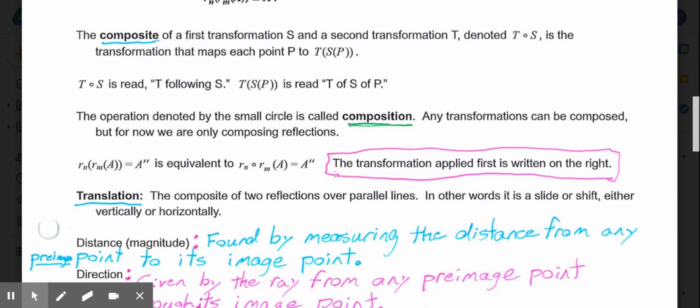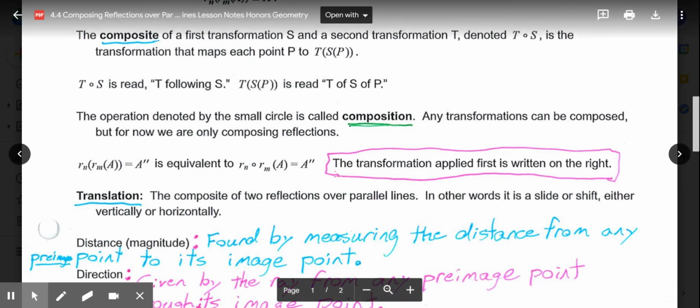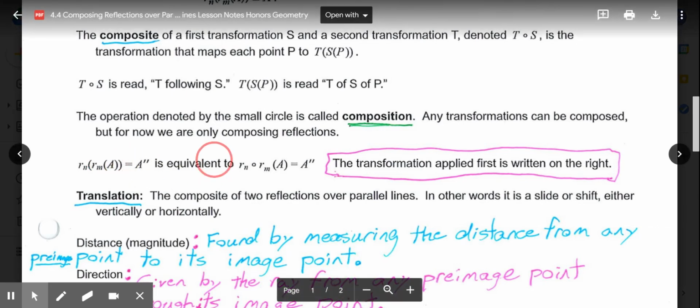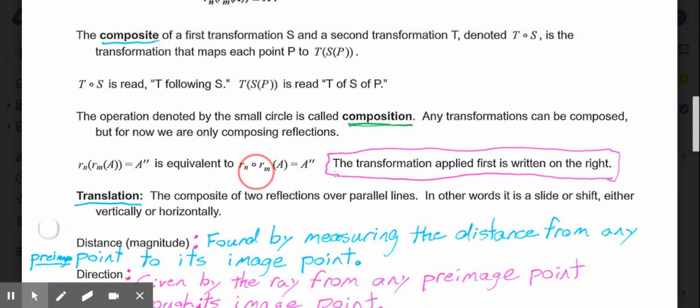So let's look. If we are reflecting point A over line M and then over N, resulting in A double prime, that's the same exact thing as using composite notation. So instead of the parentheses, we're going to use the composition little circle right here. The way this would read is point A reflected over M and then reflected over N results in A double prime.